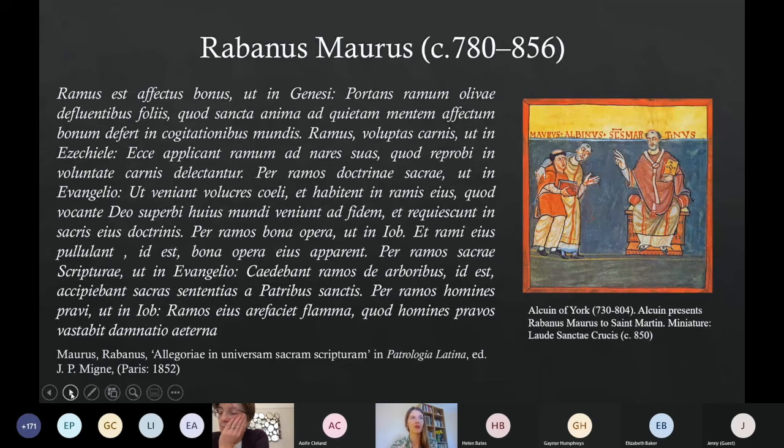Allegories of fruiting foliage are often found among the texts studied in the cathedral schools, such as this text on the screen here from the Allegoriae in Universum Sacrum Scripturum, which was attributed to the Benedictine monk Rabanus Maurus. And it sheds light on medieval understandings of foliage in sculpture and its various interpretations. Written during the late 8th and early 9th centuries, it was well circulated and maintained, with monastic communities retaining the books and producing new copies for hundreds of years afterwards.